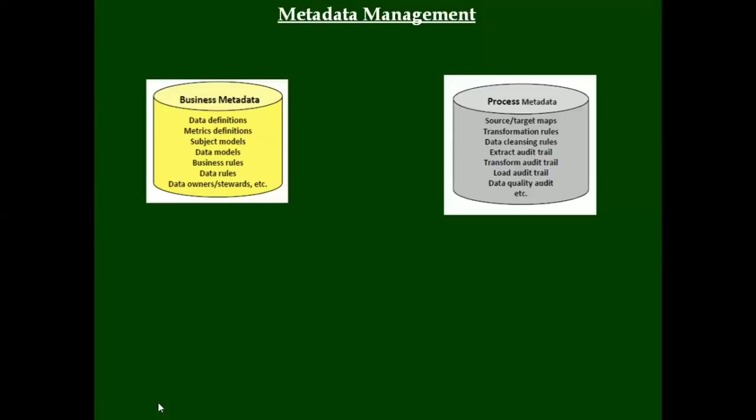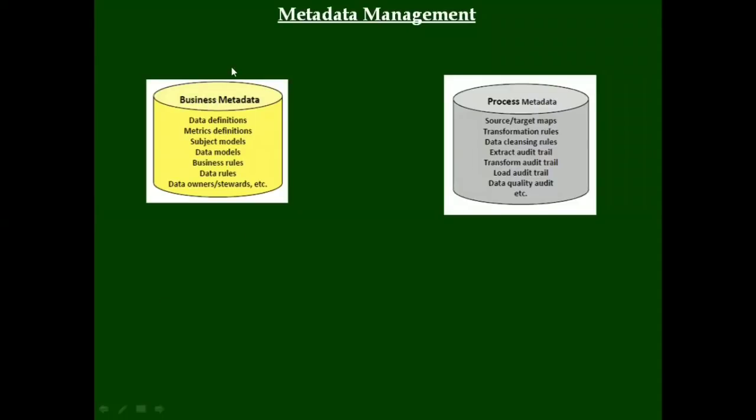Now, how can we handle metadata management? Metadata management has four parts. The first one is the business metadata, and it deals with the data definition, metrics definition, subject model, data model, business rules, data rules, data owner, and steward, etc. The second type is the process metadata, and it contains source or target maps, transformation rules, data cleansing rules, extract audit trail, transform audit trail, load audit trail, data quality audit, etc.